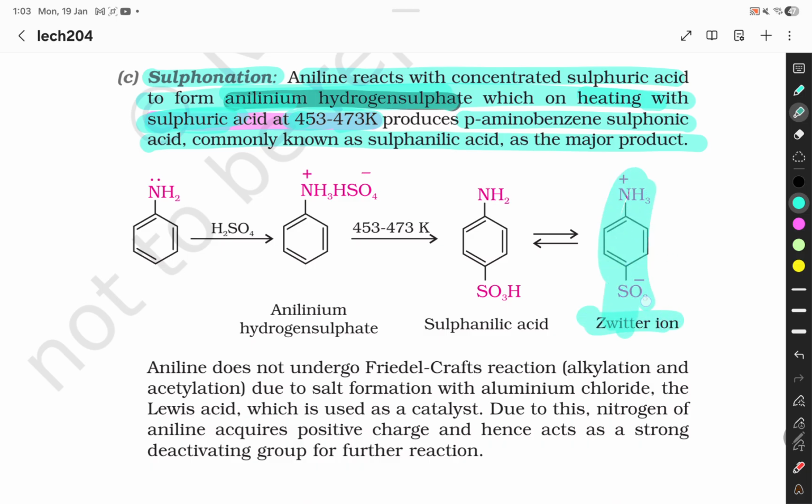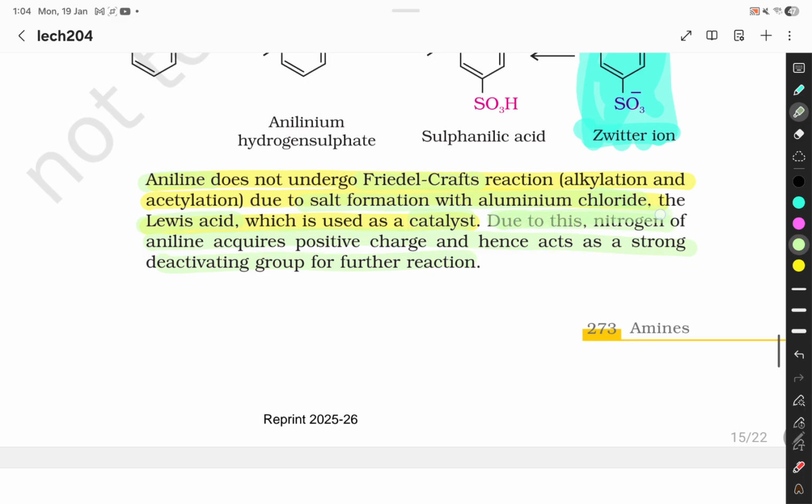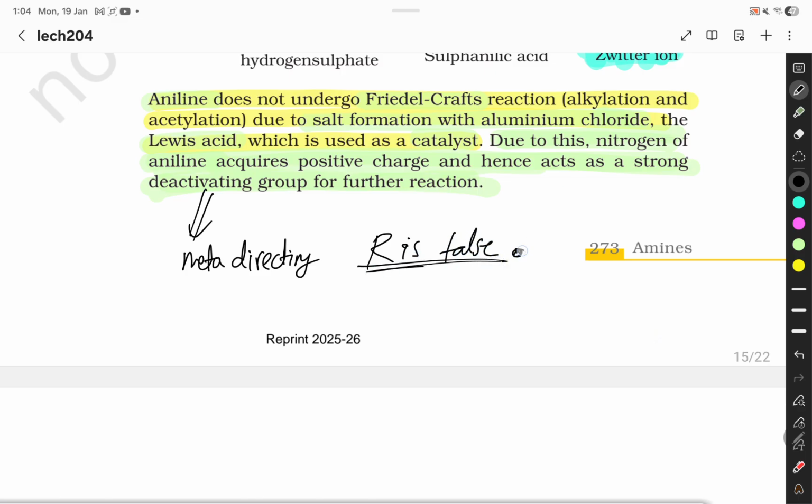They have asked this specific question in mains. It's a Zwitter ion, which we've learned about before. Friedel-Crafts reaction aniline does not undergo because of salt formation with aluminium chloride, which is a Lewis acid used as a catalyst. Due to this, nitrogen of aniline acquires positive charge and hence has a strong deactivating group. They will twist it up and write meta directing over here, everything else will be correct, so then you have to mark reason is false. That's how it works. Make sure you read every single line carefully.